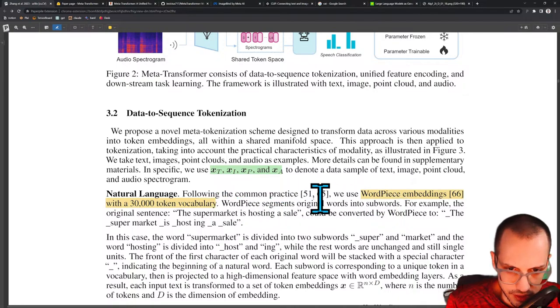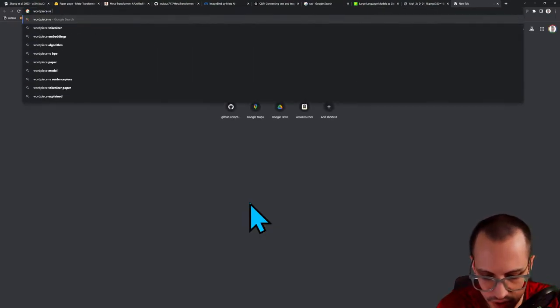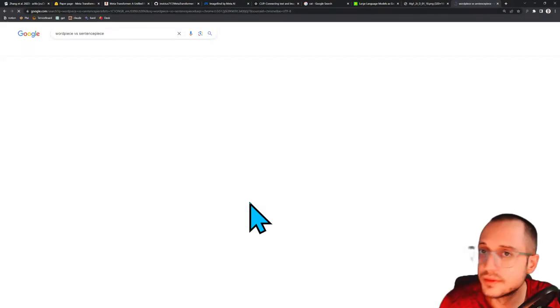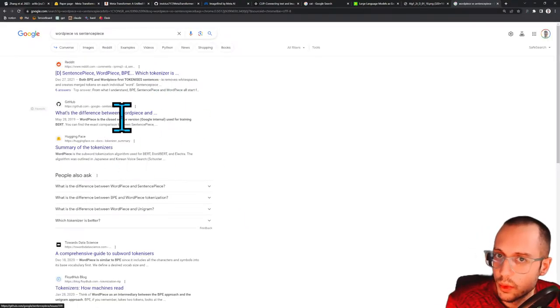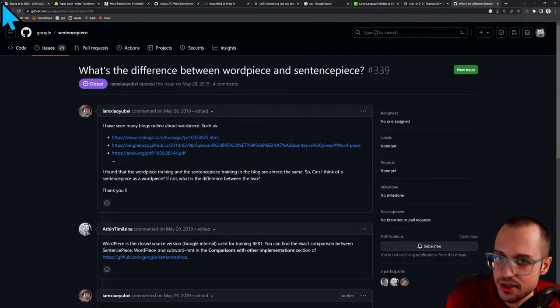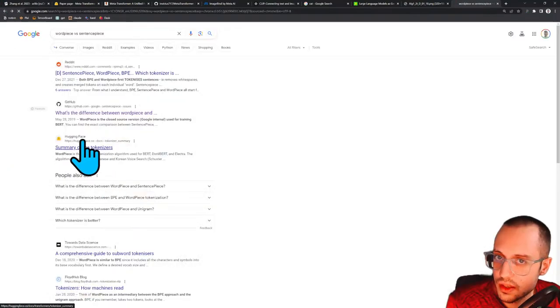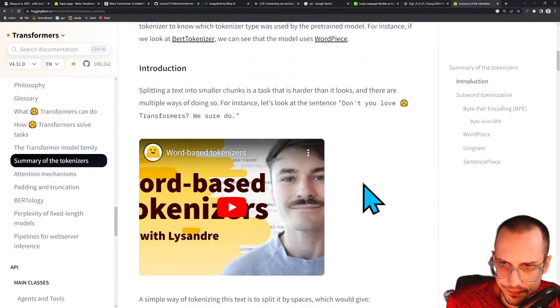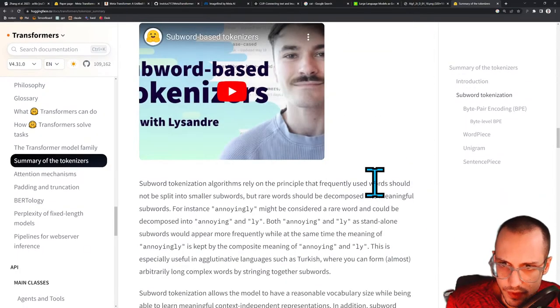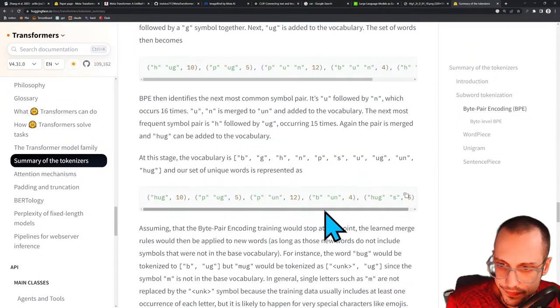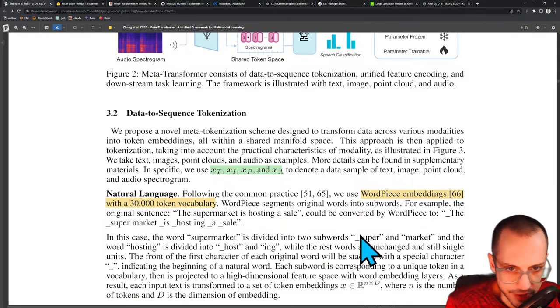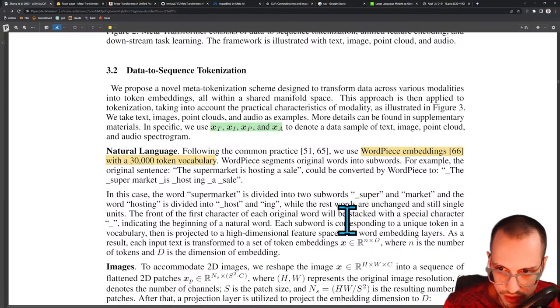This is not the same one. I think the one that most language models right now use is called SentencePiece. So what is WordPiece versus SentencePiece? What is the difference between WordPiece and SentencePiece? Summary of the tokenizers. This is terrible. Okay, either way, they're already tokenizing the text with this WordPiece tokenizer.